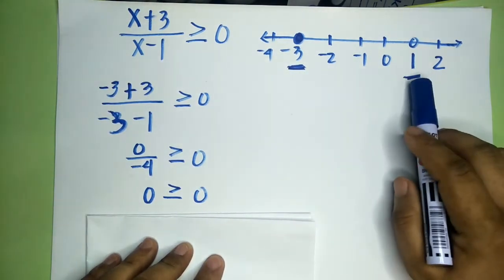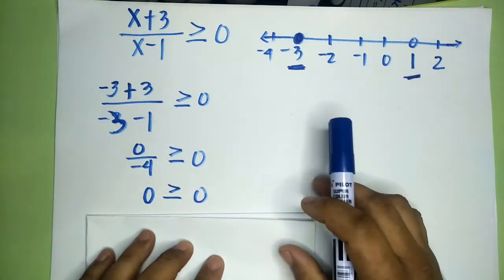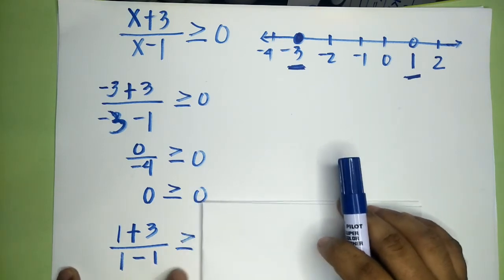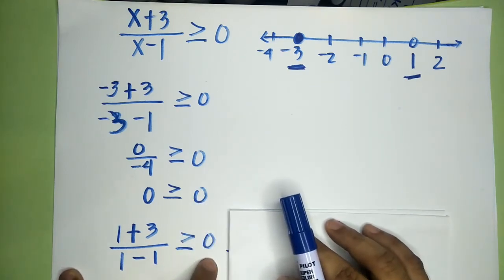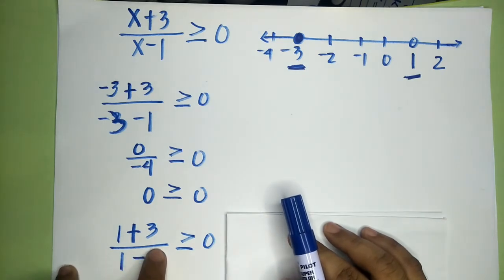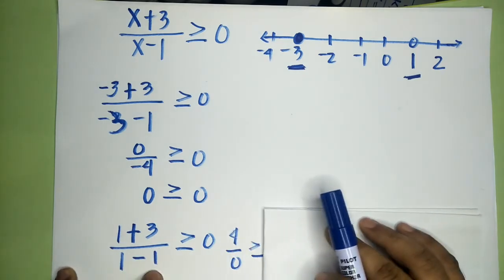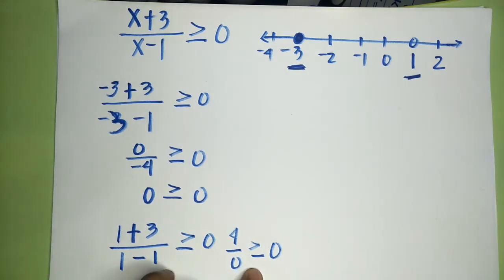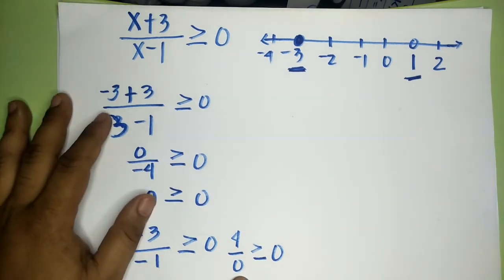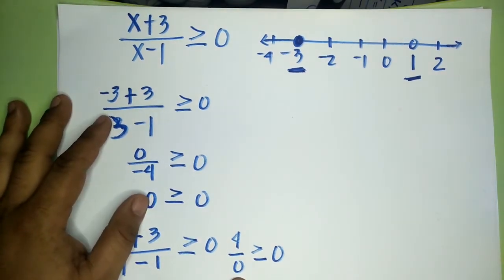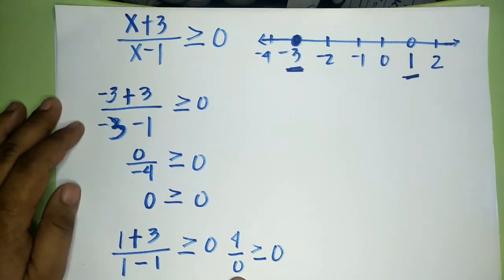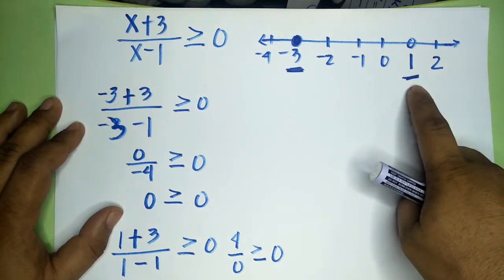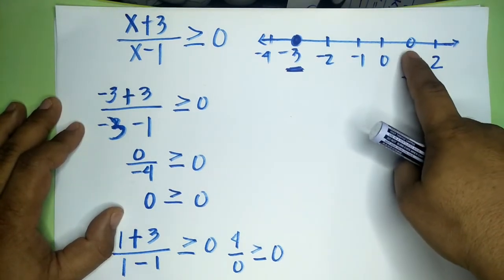Ngayon, subukan naman natin yung positive 1. So, it will become (1 plus 3)/(1 minus 1). So, that is greater than or equal to 0. So, 1 plus 3, that is equal to 4. And then, 1 minus 1 is equal to 0. So, that is 4 over 0 greater than or equal to 0. Remember class, kapag ang ating denominator ay 0, that is undefined. Ibig sabihin, hindi natin siya masosolve. So, ibig sabihin, hindi included yung ating positive 1. Kaya hindi natin i-shade yung kanyang point.